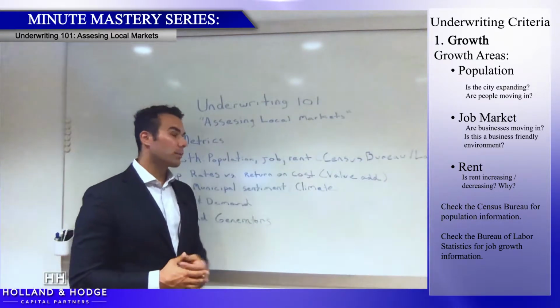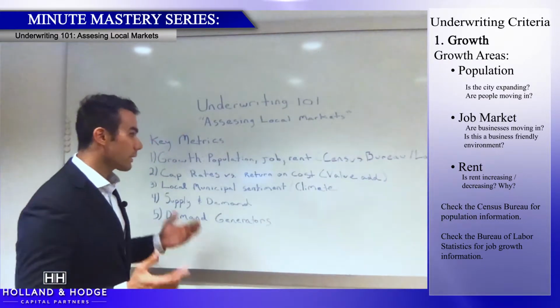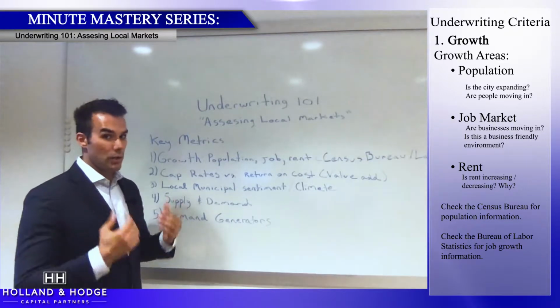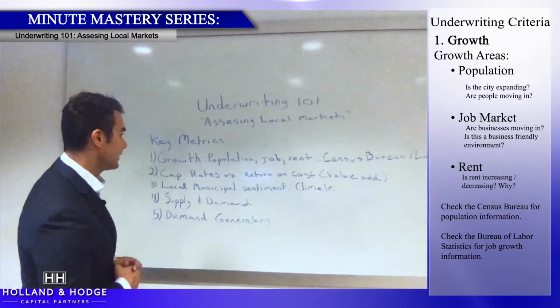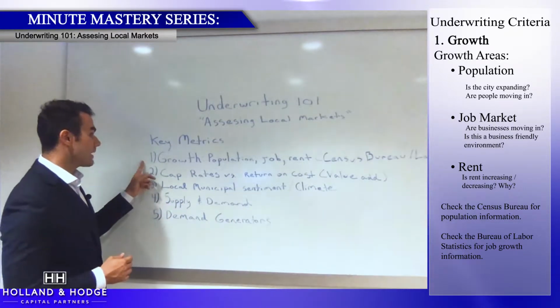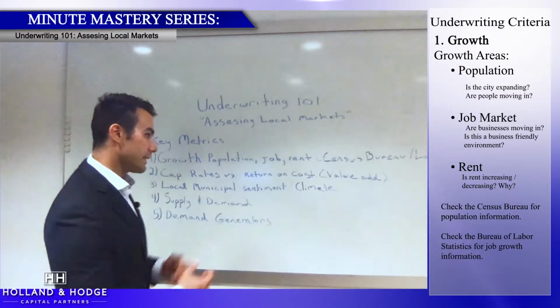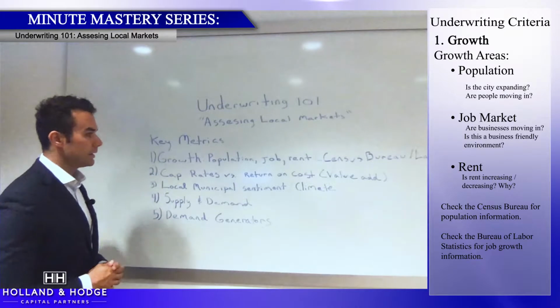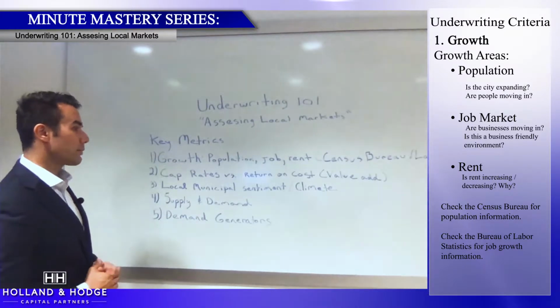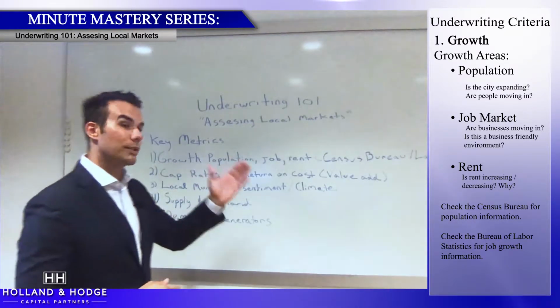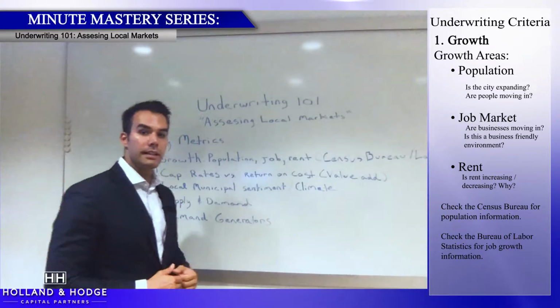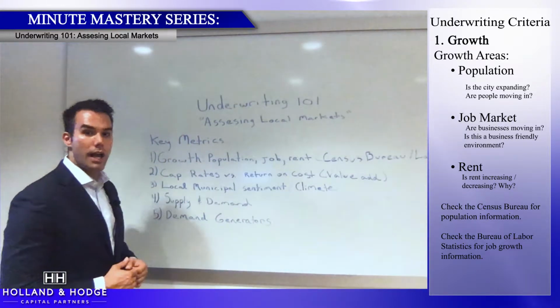What's happening from a rent perspective? Price per square foot, is rent going up? Is it going down? And understanding why. So these are some key growth metrics we look at. This is all public information. You can pull it from various sources. You have the Census Bureau to pull information on population. You have the Bureau of Labor Statistics if you want to pull statistics on jobs and what's happening in various local markets.